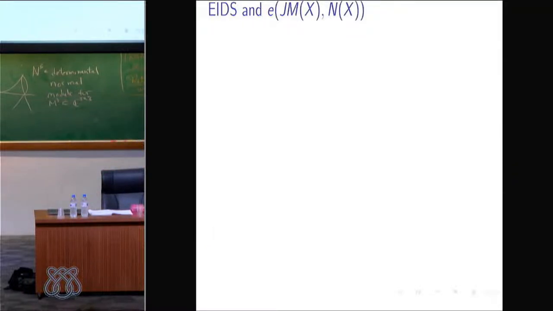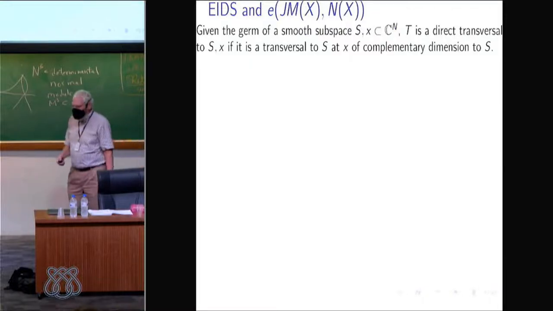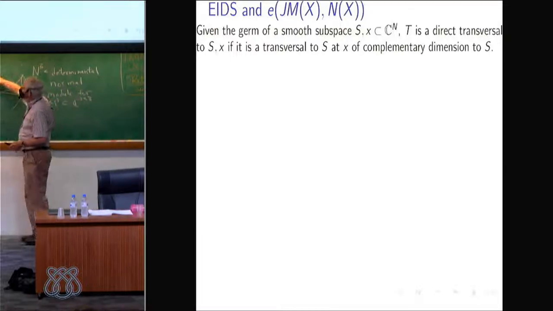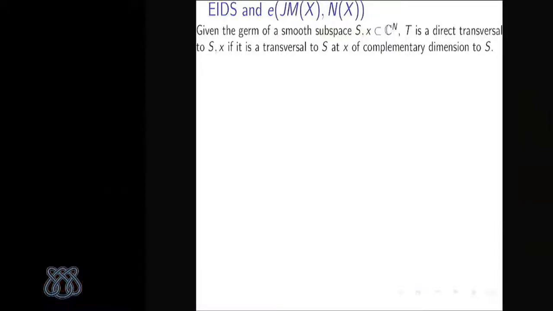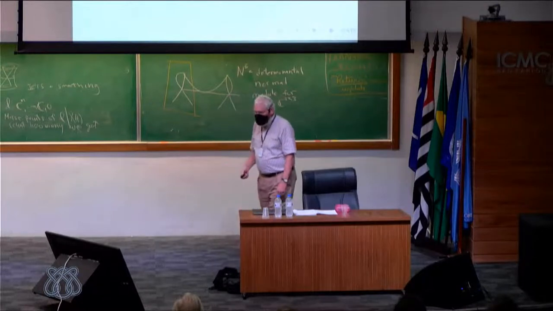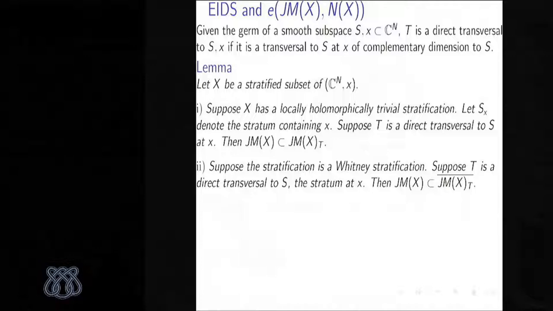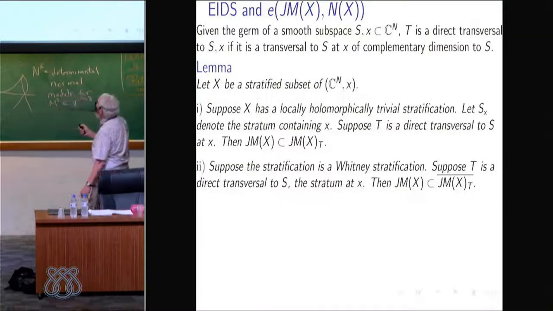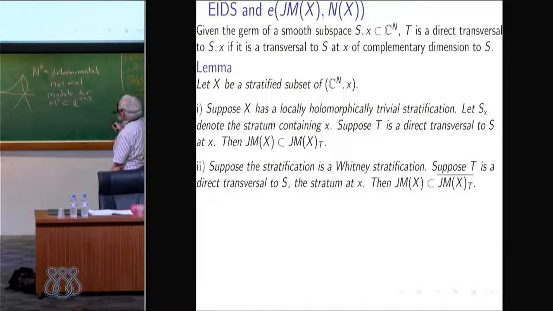Okay, so now I want to talk about Ead's and the multiplicity of the pair. So we first have the notion of a direct transversal. This would be an example of a direct transversal to this stratum here. It's transverse to it and has complementary dimension. So now we have two lemmas, which are going to reduce the size of the set we have to consider. If X is locally holomorphic with trivial stratification, and we have a direct transversal, then we can calculate the Jacobian module of X just by calculating the partial derivatives of the defining equations of X with respect to the vectors in T. That's all we need.